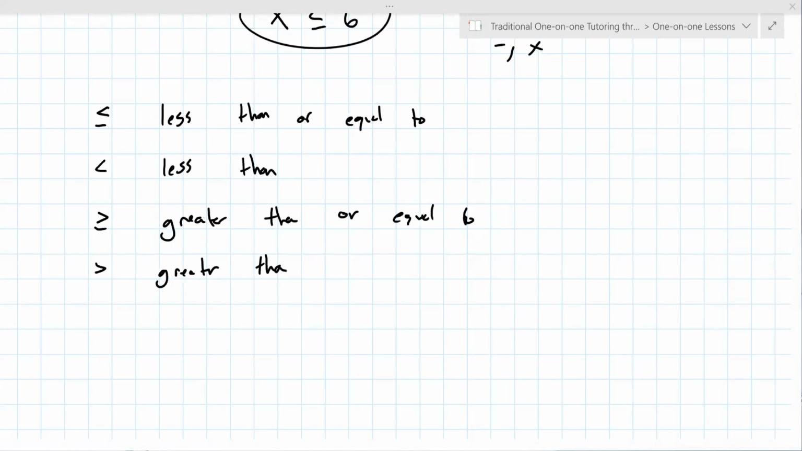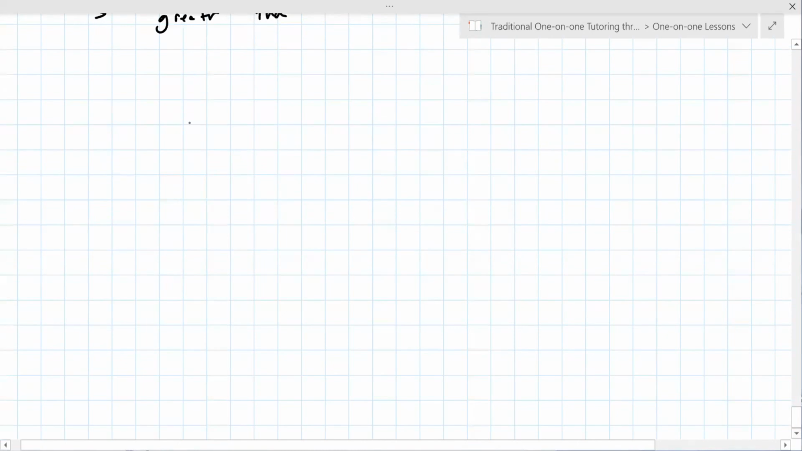Let's see what else we got here. I don't like any of these. Okay. Let's try another one here. So let's say you got 5 plus 2x less than negative 13. Let's do negative 13 here, okay? So I want you to solve.